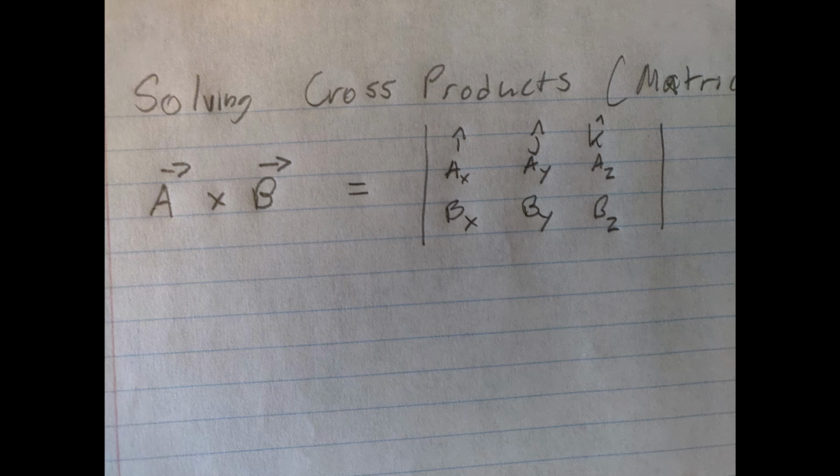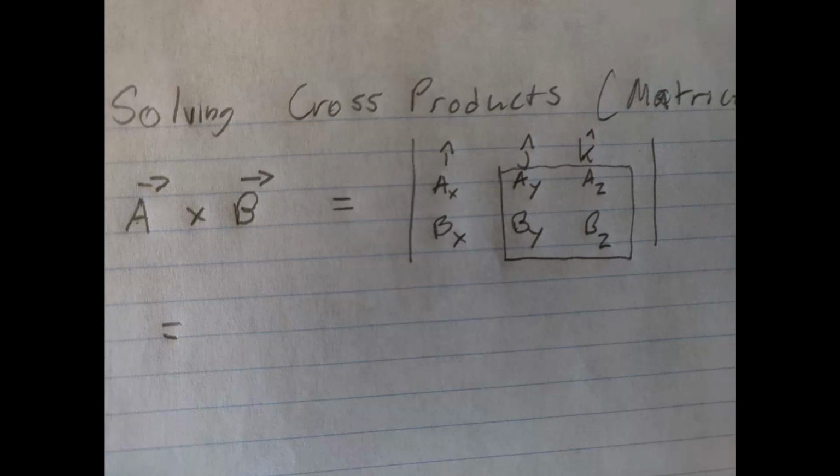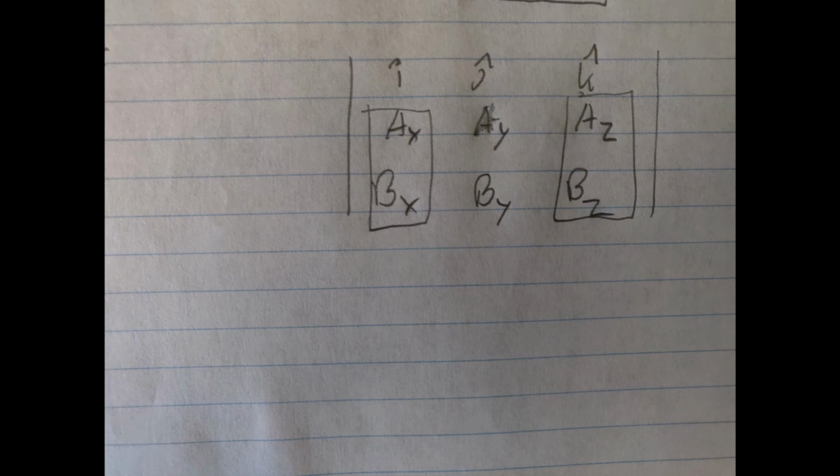Now, after this part, we're going to split it up. We're going to take 3 boxes. Our first box is going to be the 4 on the right. So our AY, our AZ, our BY, and our BZ grouped together. Then our second box is going to be AX, BX, AZ, and BZ, which is the outsides.